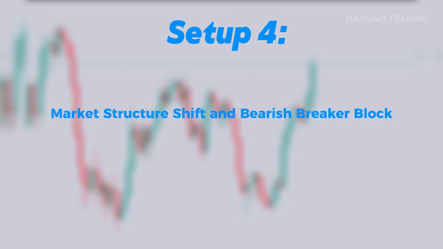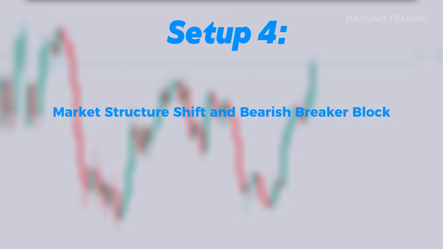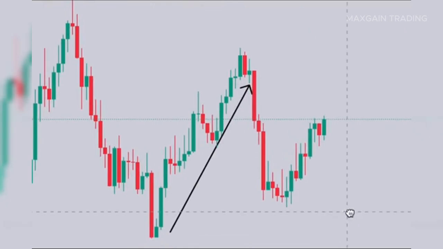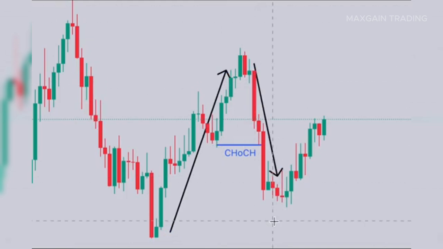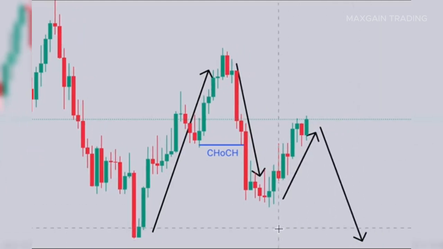Setup 4. Market structure shift and bearish breaker block. In our fourth setup, we initially observe an uptrend, followed by a change of character due to an impulsive down move. This indicates a shift into a downtrend. We wait for a pullback into an area of confluence before taking our sell.